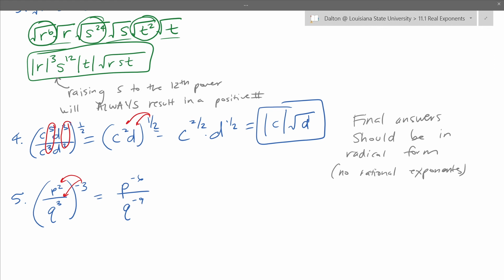And then if you take into account the rule that when there's a negative, in order to make it positive, you basically flip it to the other part of your fraction. So in order to make P to the 6th positive, I need to bring that to the denominator, and Q to the positive 9th will go in the numerator. So your final answer will be Q to the 9th over P to the 6th.